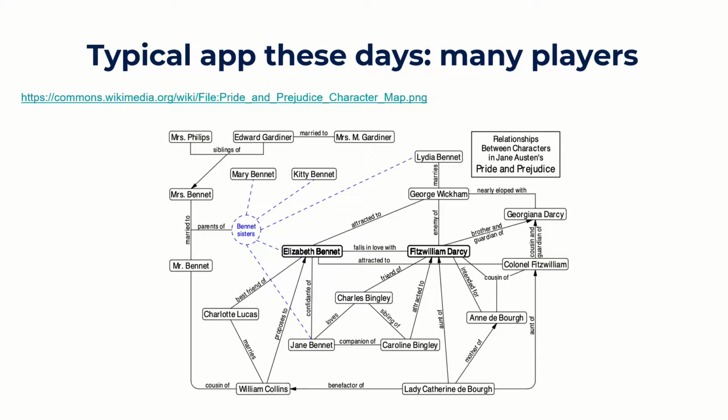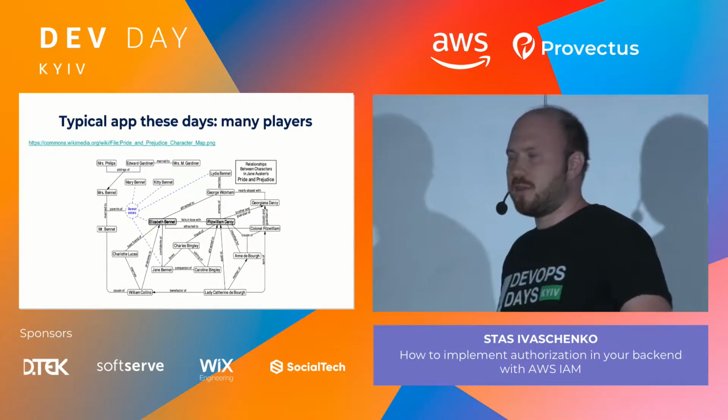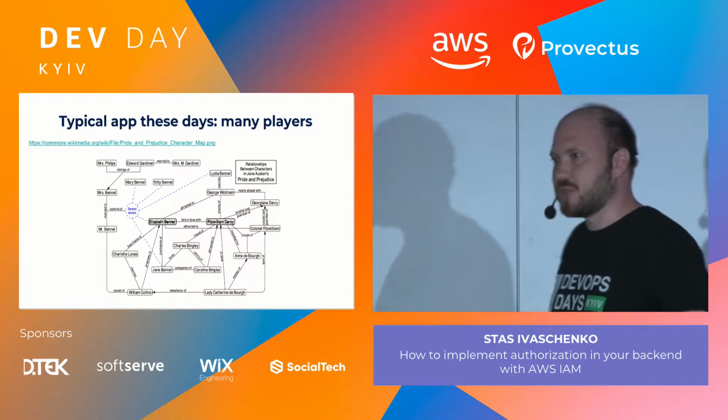But this is not a character map for technology. This is a character map for literature. This is for Pride and Prejudice by Jane Austen. And I wanted to show that in the world of software, the services and microservices, interconnections, it looks very much similar. And services are actually living their own lives a bit like in the literature.